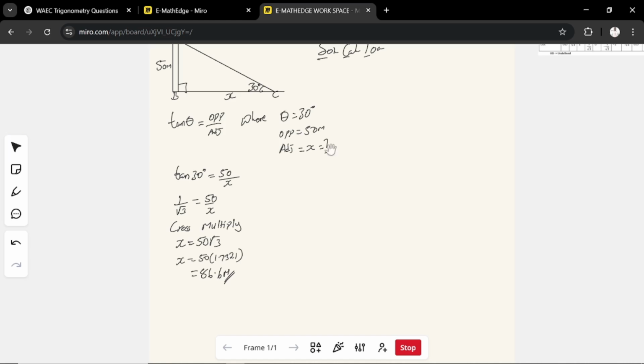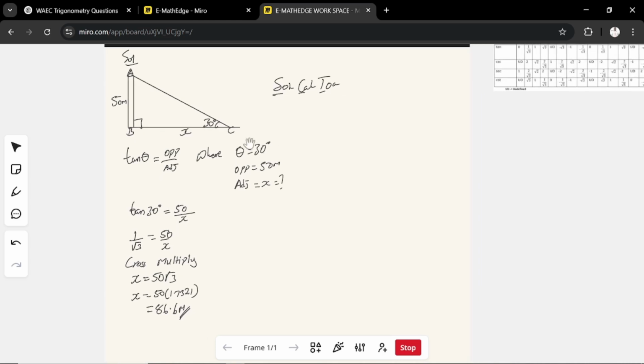So this is the value of x which we were asked to obtain, from point B down to point C, which we tag x, is 86.6. Now from this point, instead of making use of the trigonometry table to obtain the value of tan 30 degrees, we can as well use the calculator to obtain that.